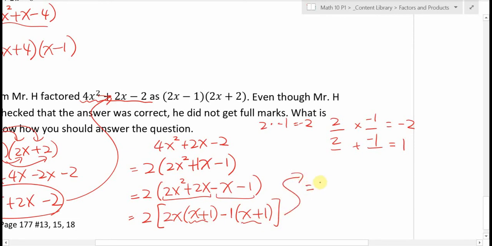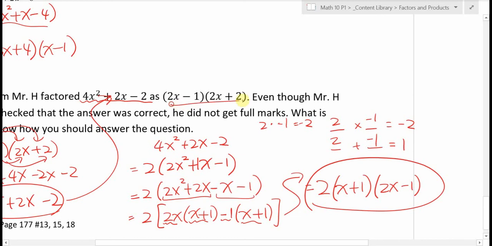And therefore, your final answer should be 2 times, factor out the common factor of x plus 1. You should then end up with 2x minus 1. Notice how you just always end up with the remaining terms there. And that is your final answer instead of that. Okay, I mean, you can see here, that's 2x plus 2. You can actually factor a 2 out of that bracket. And if you do that, you can actually get exactly the same answer as what I have here.